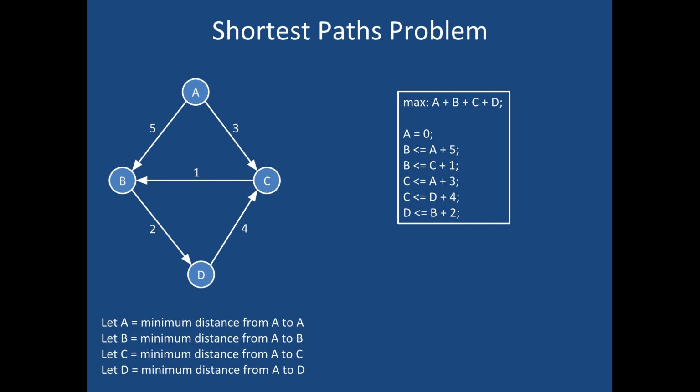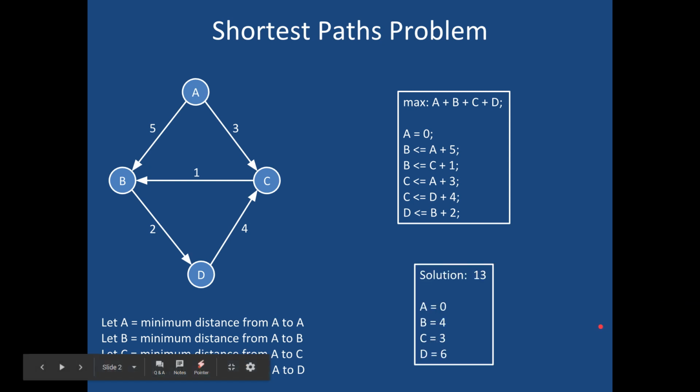The minimum distance to C can't be more than the minimum distance to D plus 4. It also can't be more than the minimum distance to A plus 3. So those are the 2 constraints for C. Okay, so you feed it in, and this is what you get out of the LP solver when you feed that program in. You find out that A is 0, B is 4, C is 3, D is 6. So it solves the problem for you there.